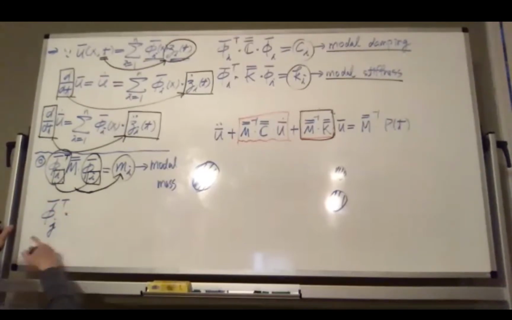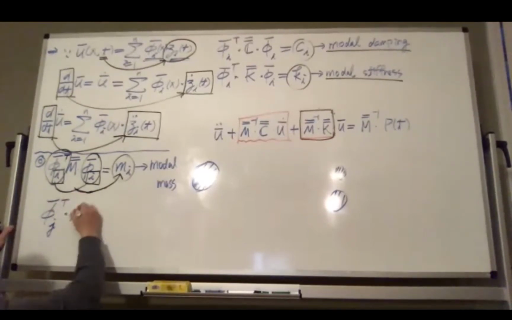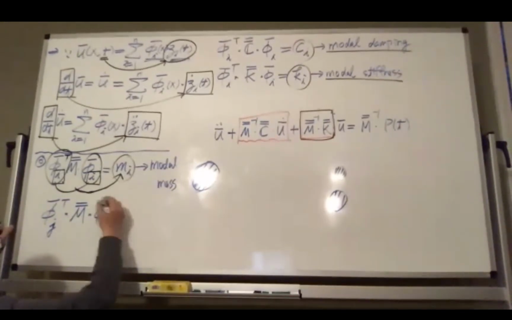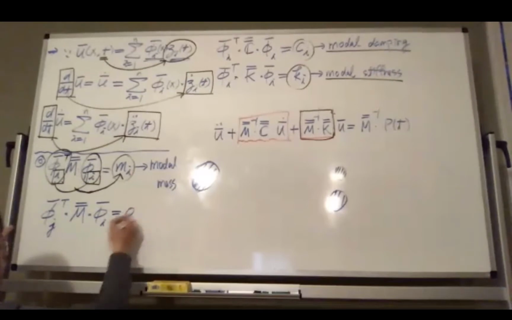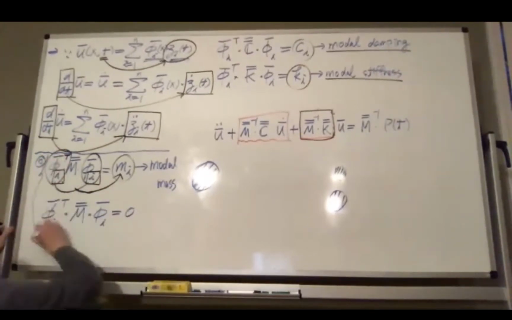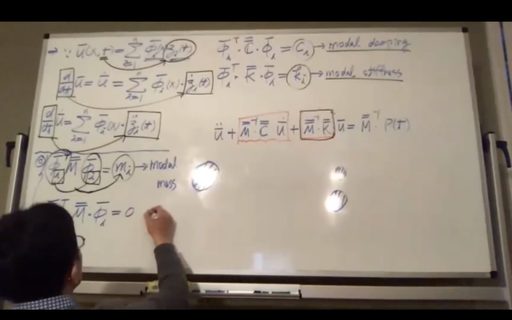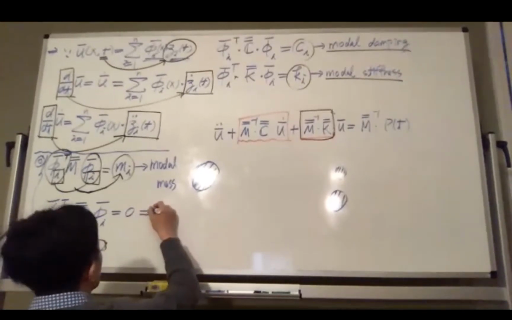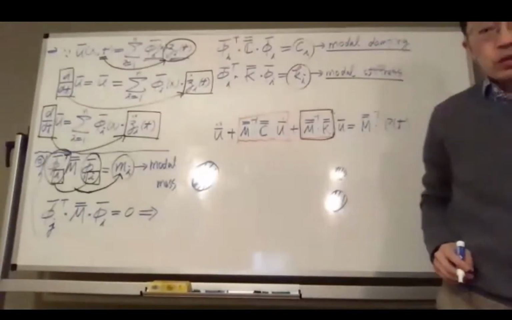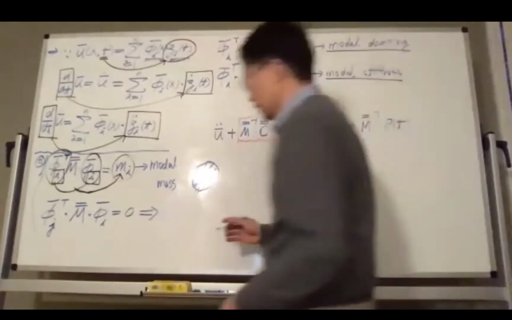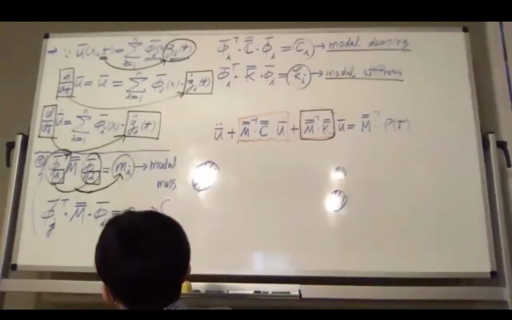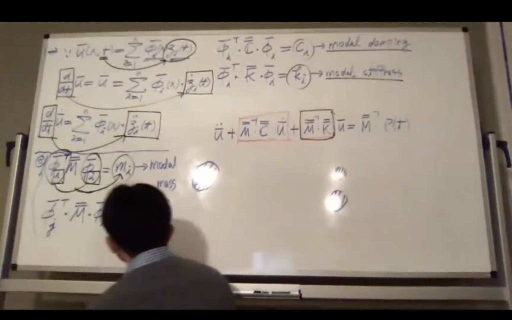So if you write phi j transpose times the mass matrix times phi i, this will become 0, a zero value non-matrix. So here we can write down what we call modal orthogonality in this mathematical form, which is written this way.